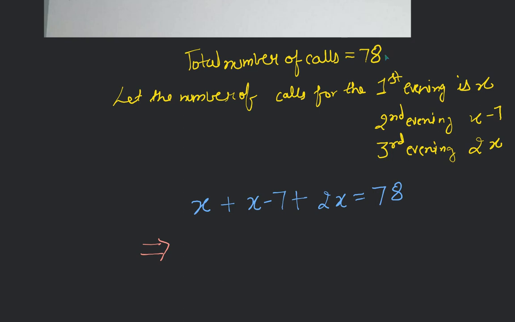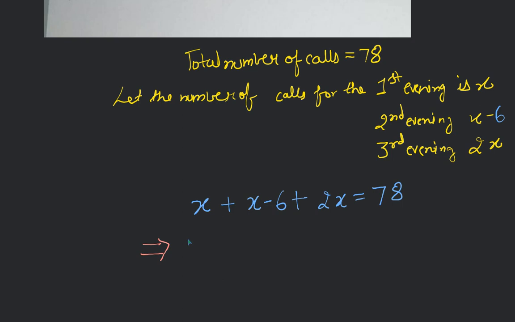Yes, it is 78. Okay, and the second evening she received six fewer calls, right? Yes, that is 6. So we will subtract 6 from the number of calls for the first evening. So instead of 7, we need to write 6 there. Now we can solve it just like we solve normal linear equations.